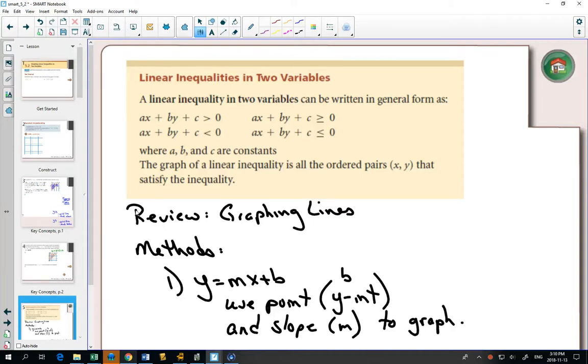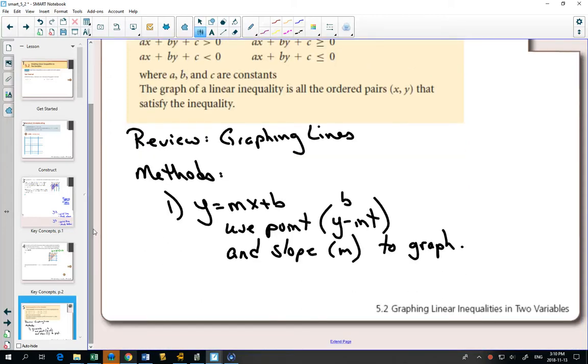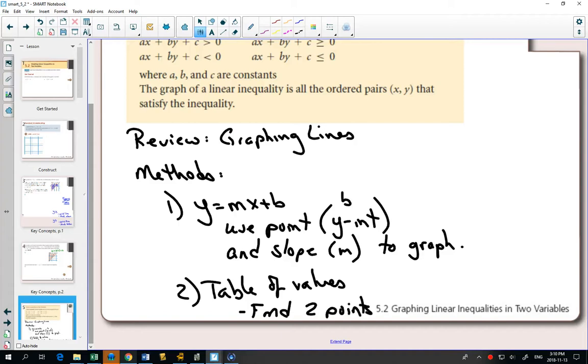Use your point and your slope to graph. Other ways of graphing from grade 10? You could just use the table of values. And once you find 2 points, you can draw the line. Because it's a line, it's going to be straight. So once you have 2 points, that's enough to draw your line.